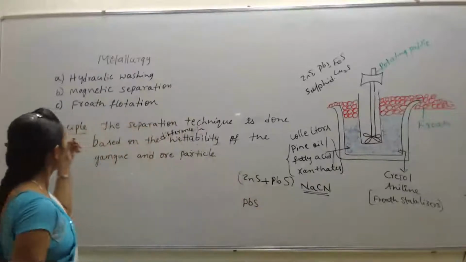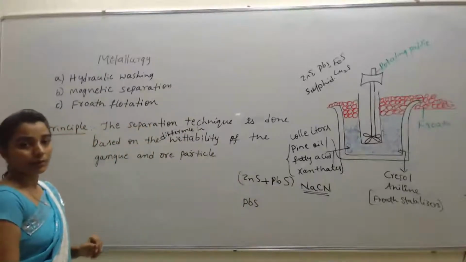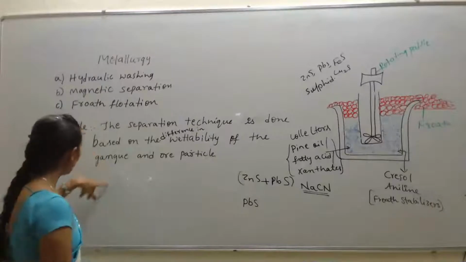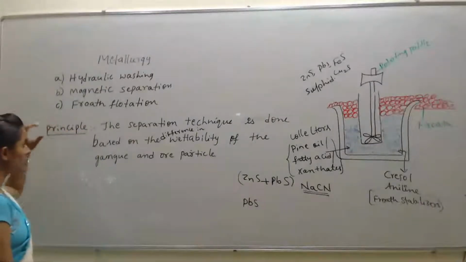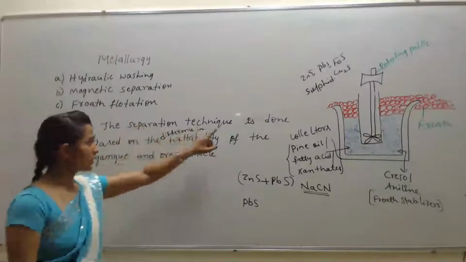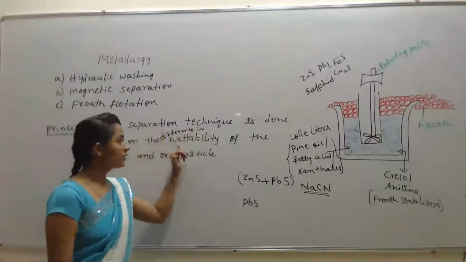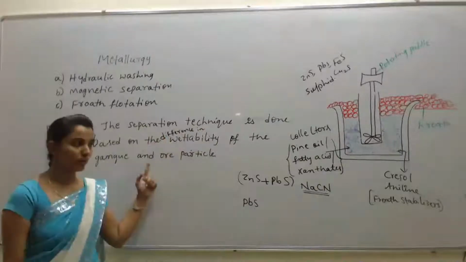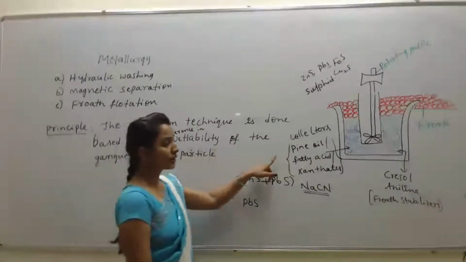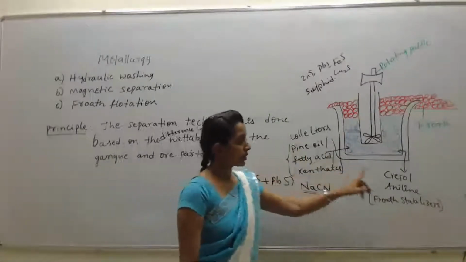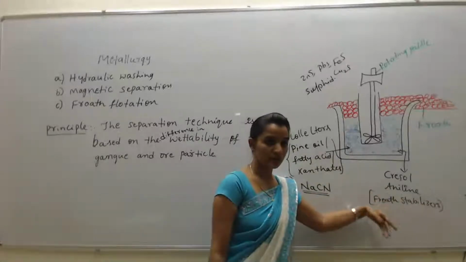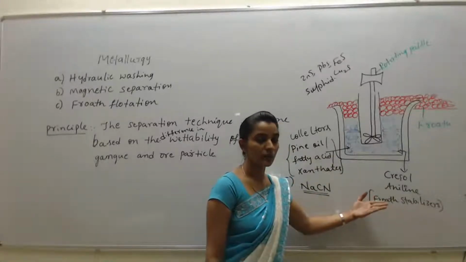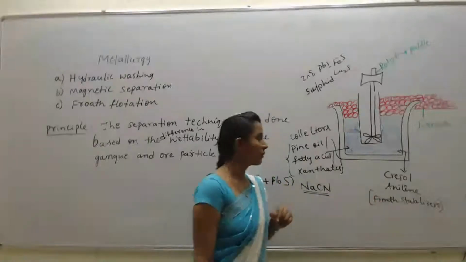This is under the froth flotation process. Okay, so I told you in froth flotation, the separation technique is done based on the difference in wettability of the gangue and the ore particle. What are collectors? This is important for 1 mark. What is a froth stabilizer? Which are froth stabilizers and what is their function? That is important for 1 mark.